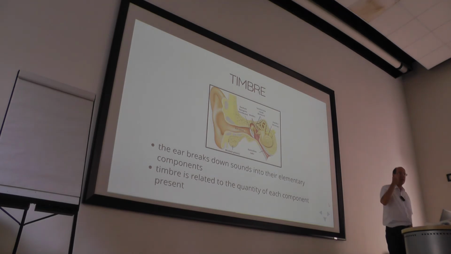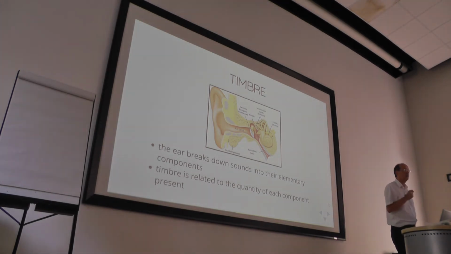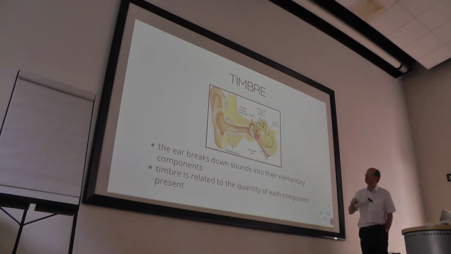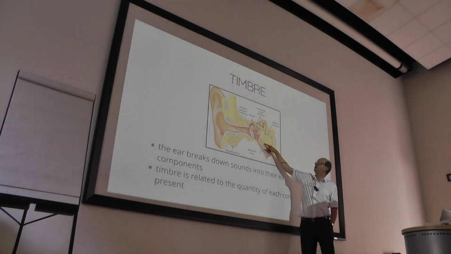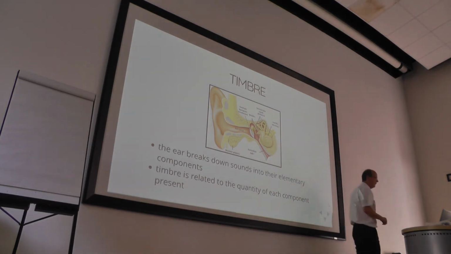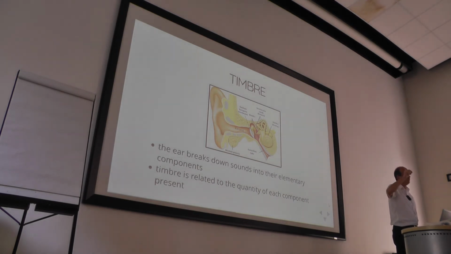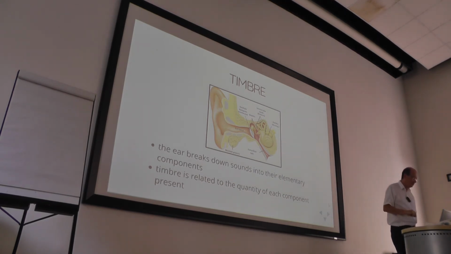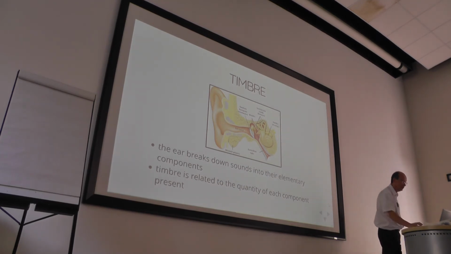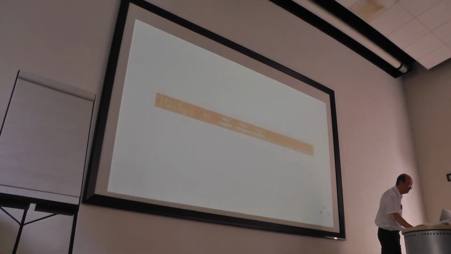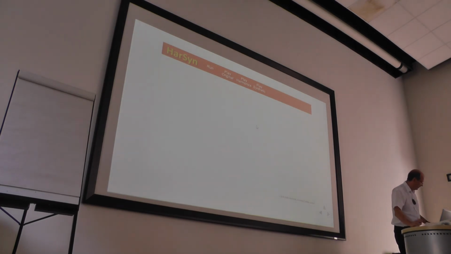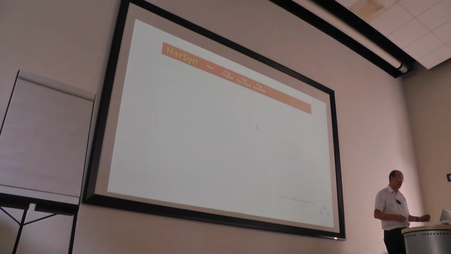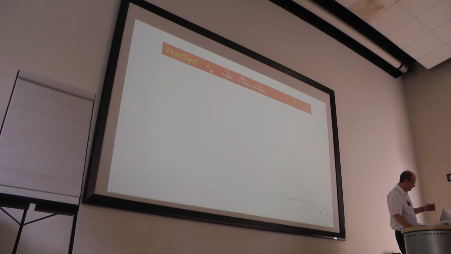So the idea is we're going to take a sound and we're going to analyze it in terms of its component parts. That actually takes place inside this organ of hearing here called the cochlea. So the cochlea is designed so that different parts of the cochlea are sensitive to different frequency components, and so the amount of each frequency component in the sound is transmitted to the brain, and that gives us a sensation of timbre. We can see this, the idea that we can break up sounds into elementary components, with a simple demonstration of how this will work.